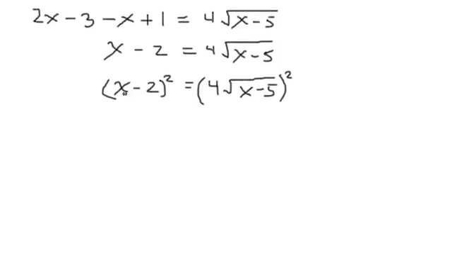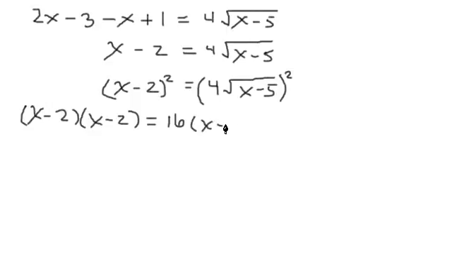Okay. So we square that, so this is x minus 2 times x minus 2. And I'm going to go ahead and square this. This becomes 16, right? 4 squared 16, and we square square root, that goes away. So we're left with x minus 5. So x times x is x squared. X times negative 2 is negative 2x, and then negative 2 times x is negative 2x, so that makes negative 4x. And negative 2 times negative 2 is a positive 4.